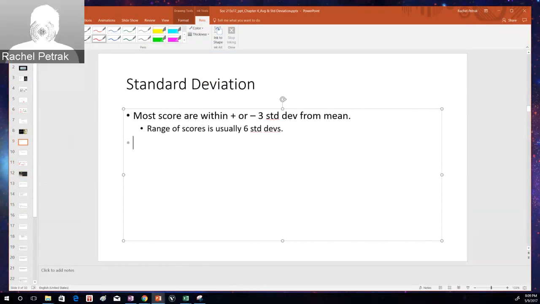And the standard deviation is also quite useful because it helps us to have a standardized measure for spread so that you can compare standard deviations from different studies. One standard deviation from the mean is always 34% of the population.